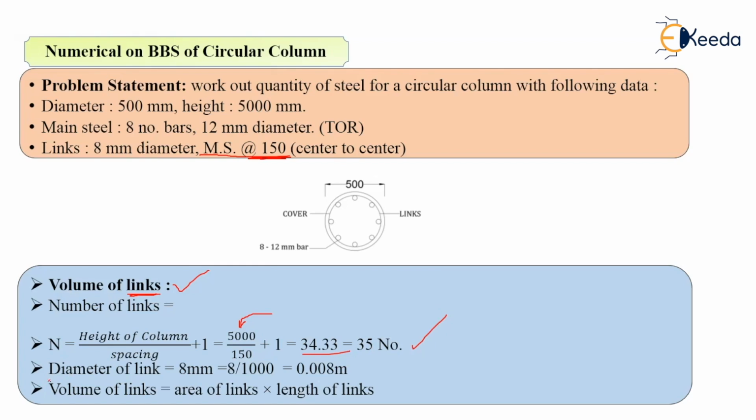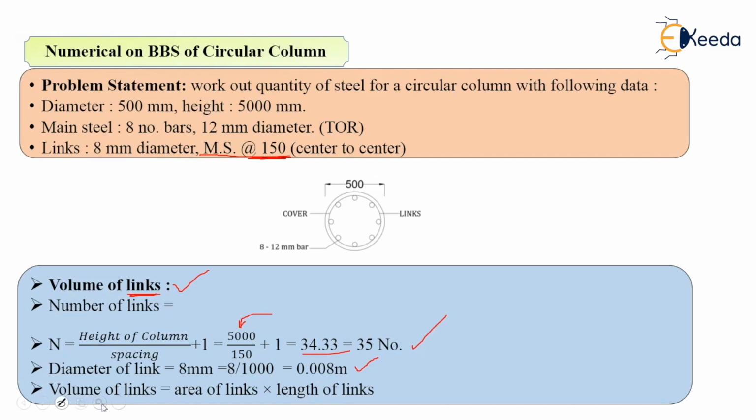35. Now, diameter of link. They have given diameter of link. It is 8 mm. So 8 divided by 1000. Why I am taking 1000? As I told you, 1 meter is equal to 1000 mm. So I will convert this 8 mm into meter. So how you can convert, 8 divided by 1000? That gives you 0.008 meter.